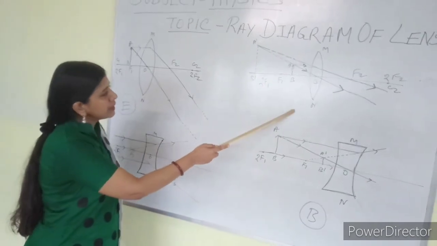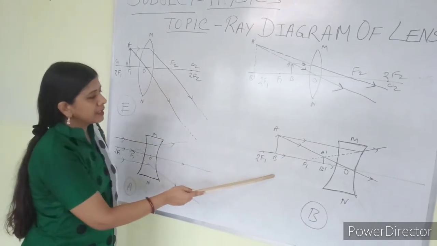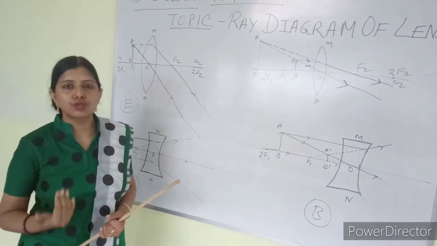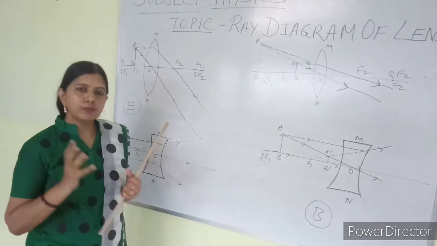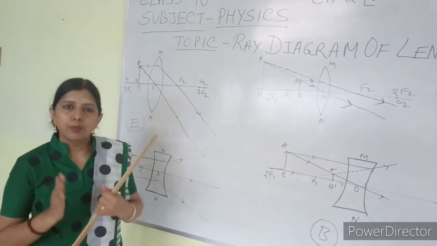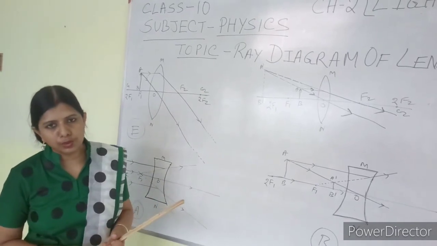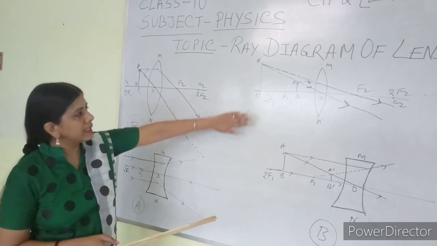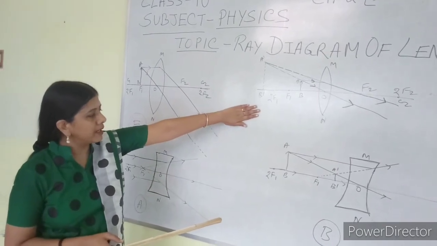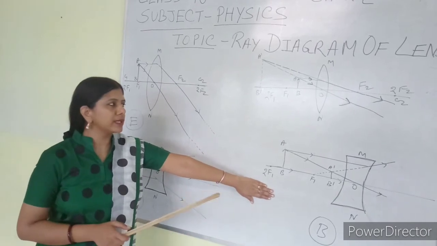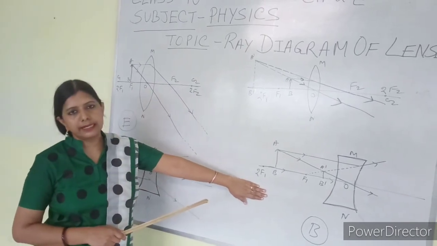Here the image will be enlarged and here the image will be diminished if I keep the object very close to the lens. That means in both cases the object is placed very close to the lens. Both images will be virtual, but one will be enlarged and the other diminished. In the case of the convex lens, it will be enlarged. In the case of the concave lens, it will be diminished, by which we can distinguish between the lenses.